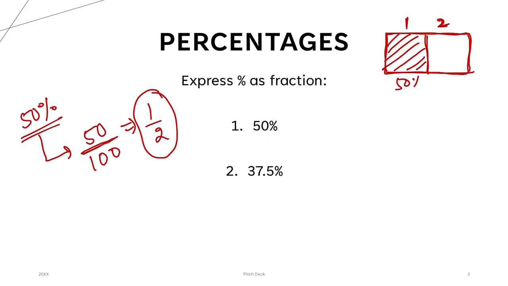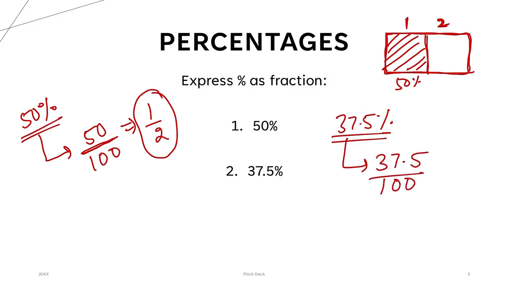Now 37.5%. How will you calculate a fraction? 37.5 divided by 100. You can calculate, this will come out to be 3 by 8. You can do it. So this will come out to be 3 by 8, right? How did we do it? 37.5%, 37.5 divided by 100, 3 by 8.